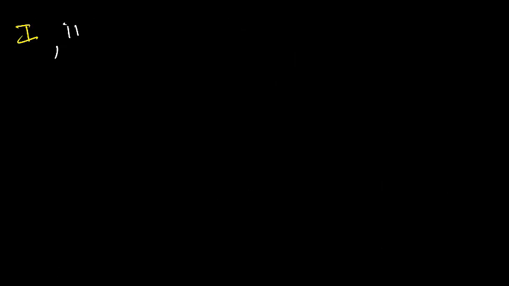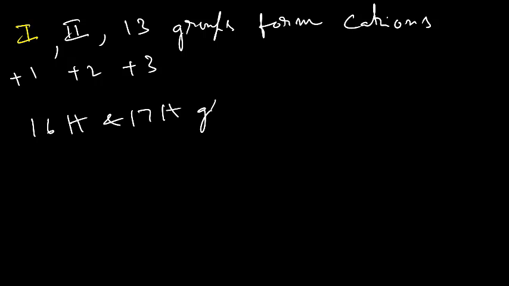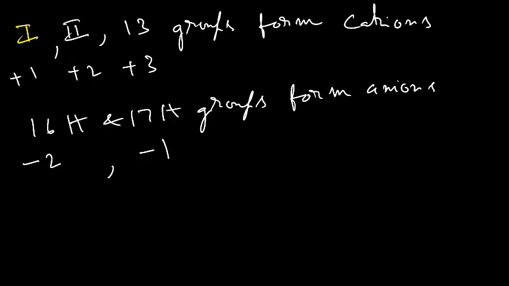What we discussed till now? Group 1, group 2 and 13th group form cations. Here, the charge is plus 1, plus 2, plus 3. On the other hand, 16th and 17th group elements form anions. Here, they get charges of minus 2 units and minus 1 unit. Therefore, when these elements combine, we get ionic substances.